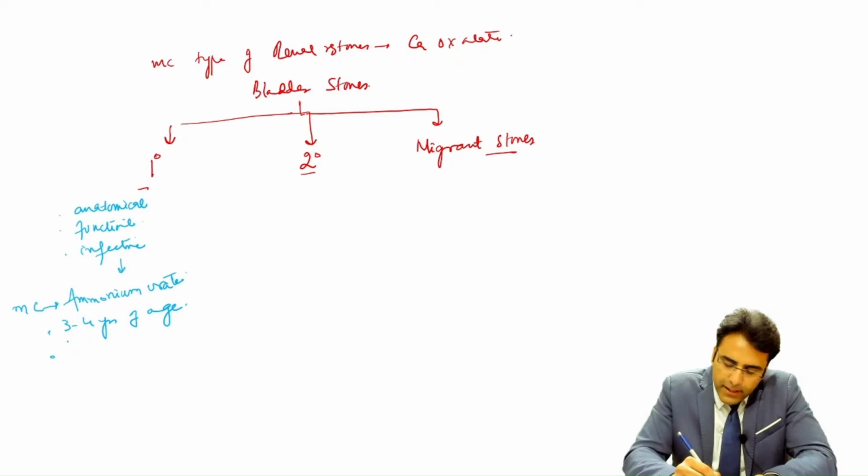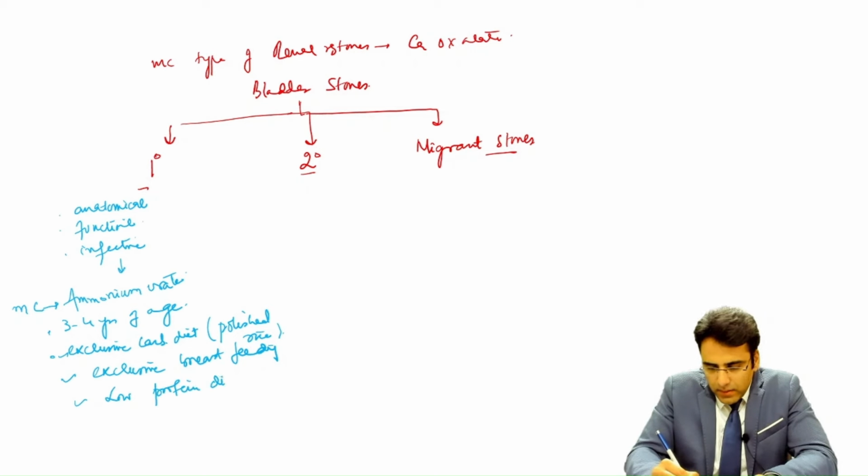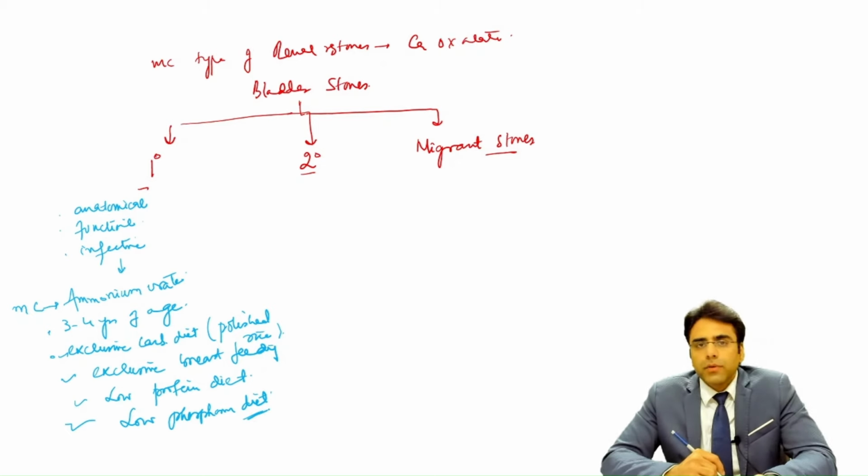So if we write it down, we have exclusive carbohydrate diet, which includes polished rice. Then we have exclusive breastfeeding. After that, low protein diet. Clear? Low phosphorus diet, because low phosphorus diet will lead to increased excretion of ammonium urate in the urine.